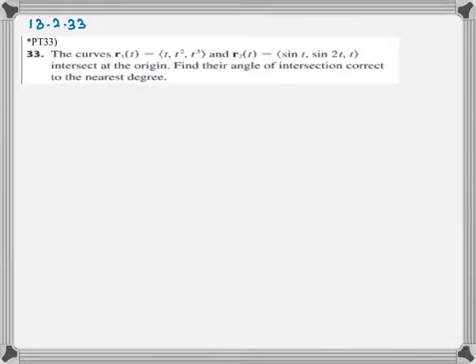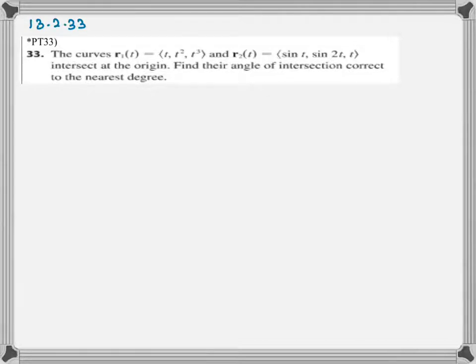Hi, in this video, I will be showing you problem number 33 of chapter 13, section 2. The curves r1(t) = ⟨t², t³⟩ and r2(t) = ⟨sin t, sin 2t, t⟩ intersect at the origin. Find their angle of intersection correct to the nearest degree.